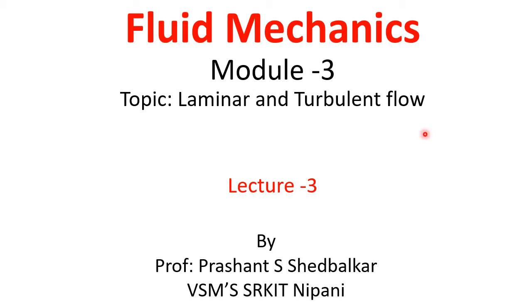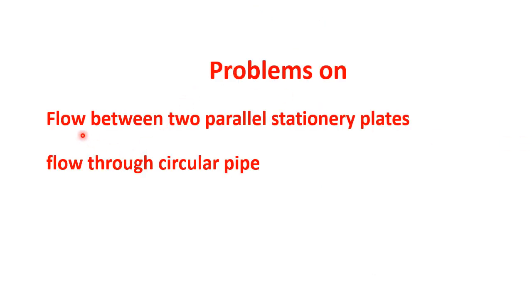Students, welcome to video lecture 3 on the topic laminar and turbulent flow. In the previous classes, we derived the flow through circular pipes, which is also called the Hagen-Poiseuille equation. And in the second class, we derived the laminar flow between two parallel stationary plates. So in today's class, we will solve problems on flow between two parallel stationary plates as well as flow through the circular pipe.